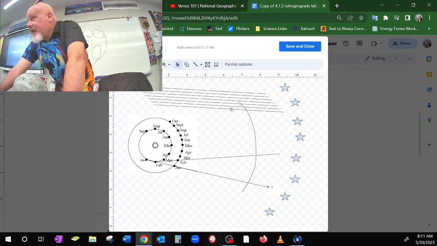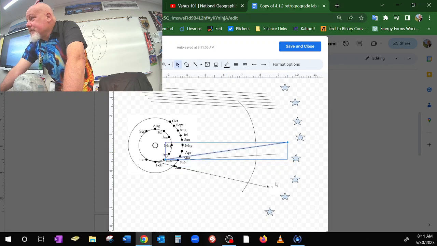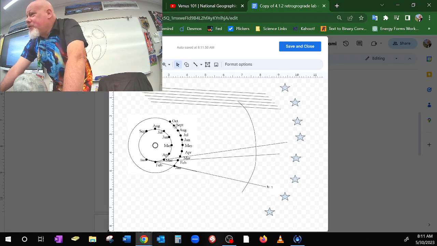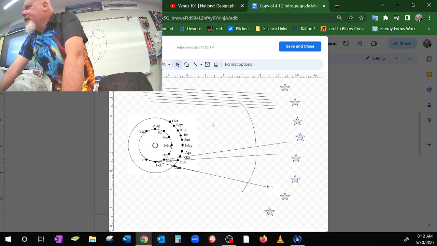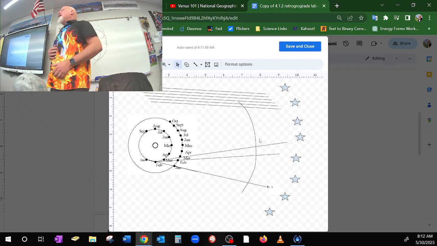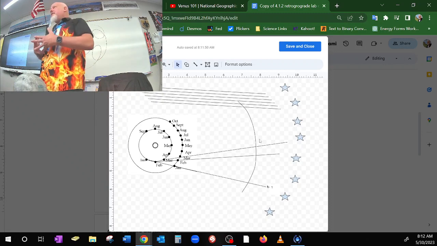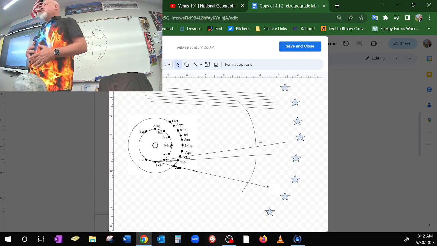I'm going to bring me another line, and I'm going to bring it and go to March. And match it up with March. All right. So now it goes from January to February to March. And then we're going to do it for April, May, June, July, all the way to September. Don't worry about October. October was a mistake. I shouldn't have put that on there. But now you should be able to see how that planet progresses through the stars.